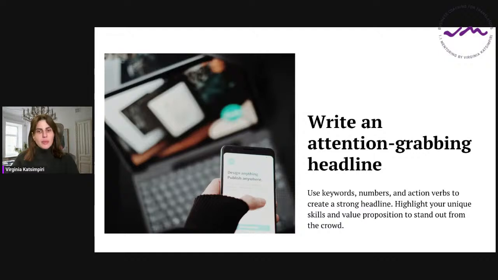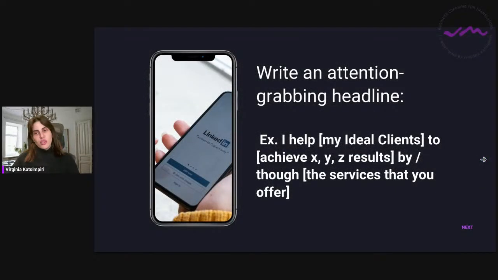Write an attention-grabbing headline, okay? Use keywords, numbers, and action verbs to create a strong headline. Highlight your unique skills and your value proposition to stand out from the crowd. It's really important. The headline is the most important section, in my opinion, because it really follows your name everywhere. So if you're visiting other people's profiles, if you're commenting or entering discussions, next to your name, your headline, your title will always be there. So people will always see what you do.